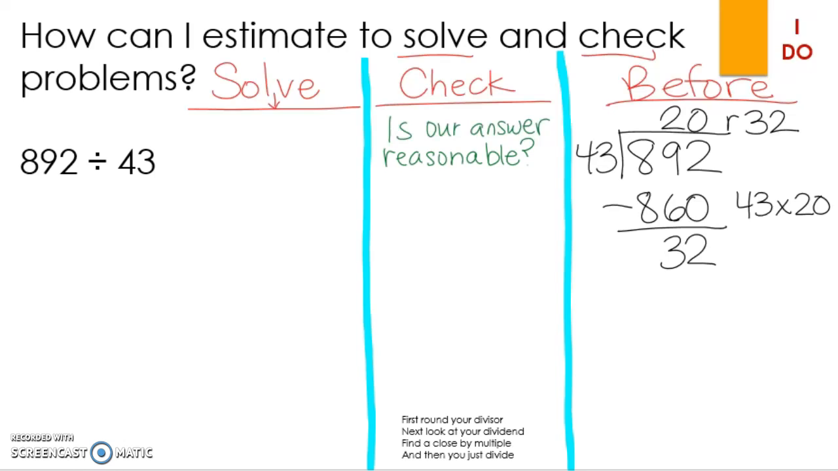Now that we know the song, let's practice that. First, round your divisor. What is our divisor? It was 43, and 43 will round to 40. Done. Next, we'll look at our dividend, which is 892. So I'm looking at 892.